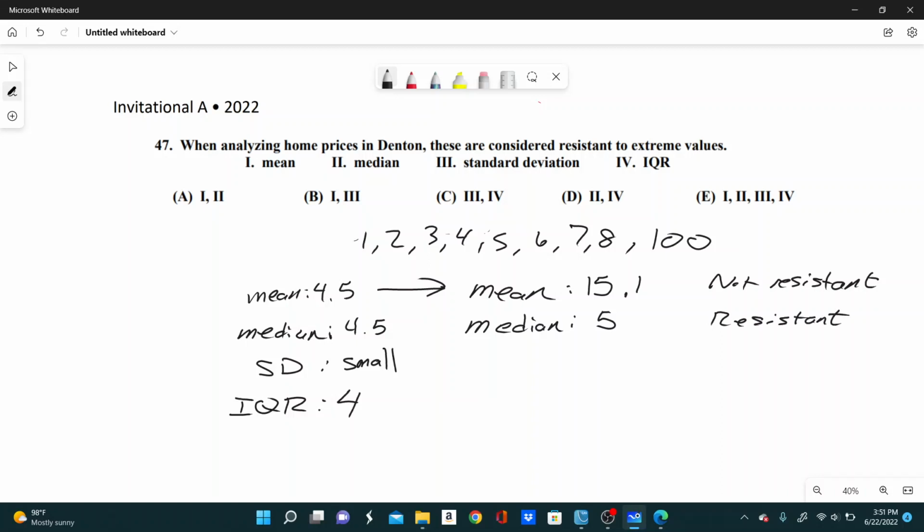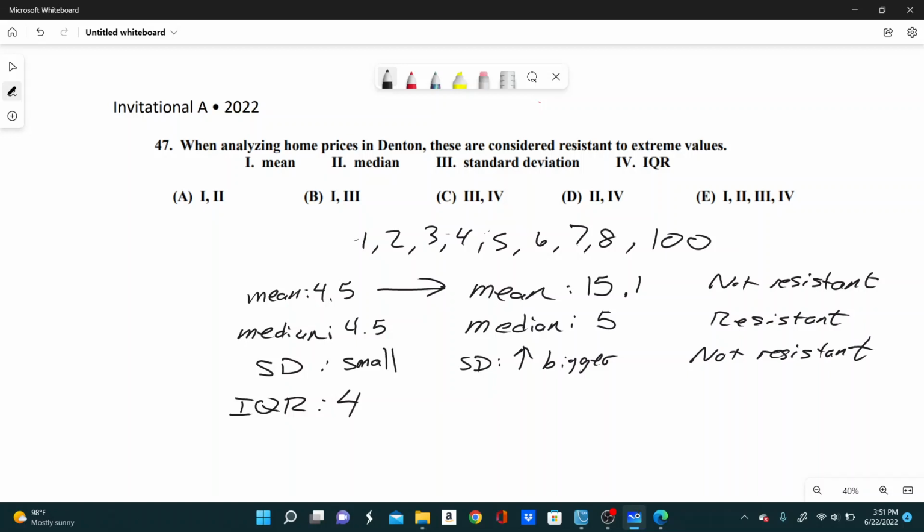And then for our standard deviation, our mean is 15.1. And so now our numbers are much further from the mean than they were. Before, all of our numbers were like 1, 2, 3 away from the mean. And now 1 is like 14 away, 5 is 10 away, 100 is like 85 away. So our standard deviation is going to be much bigger. And so I'm going to say this is not resistant to extreme values.